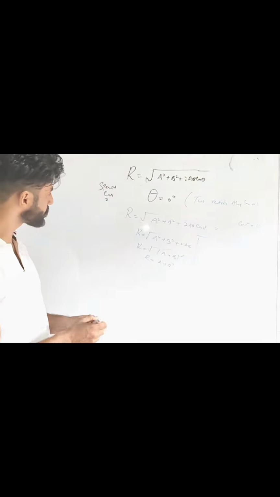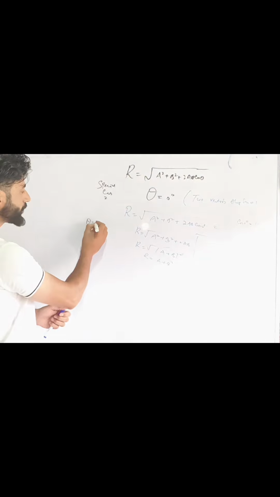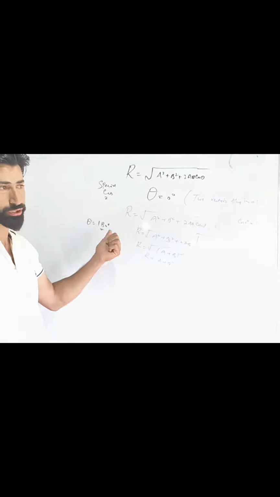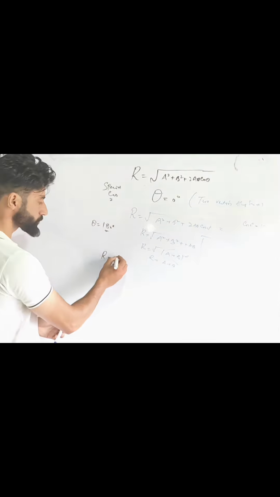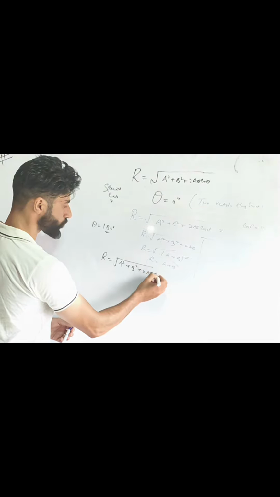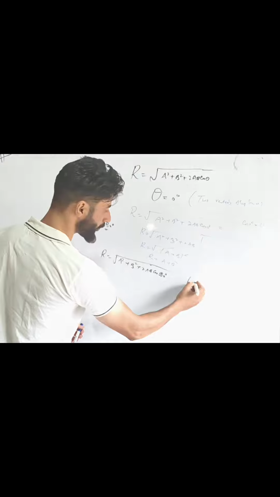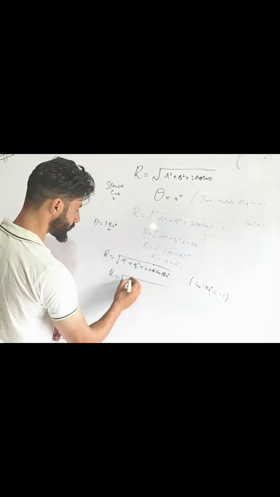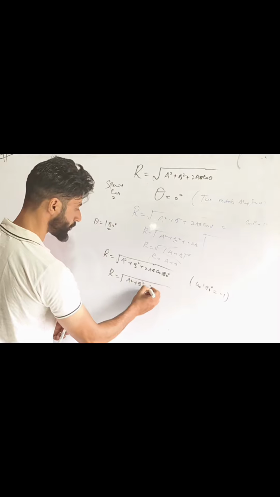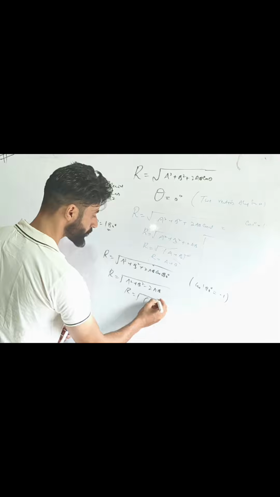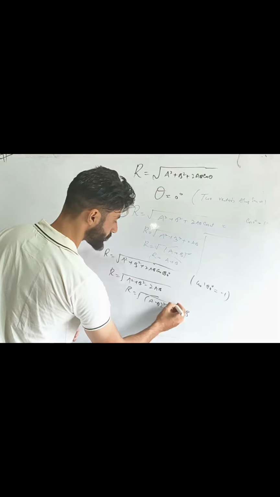Now another case is if theta is equal to 180 degrees. It means we have two vectors that are anti-parallel to each other. So what will be the resultant of those two vectors? The resultant will be given by R equal to the square root of a squared plus b squared plus 2ab cos 180 degrees. Since cos 180 degrees is equal to -1, we can write that R will be the square root of a squared plus b squared minus 2ab. So R will be the square root of a minus b whole squared. So the resultant will be equal to a minus b.